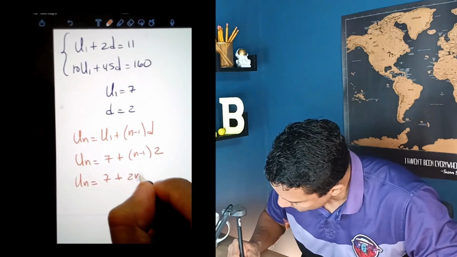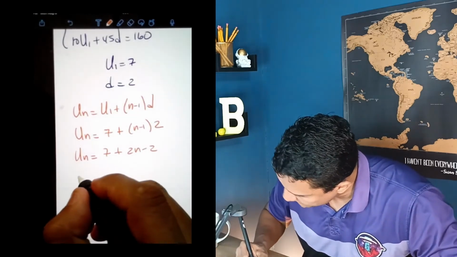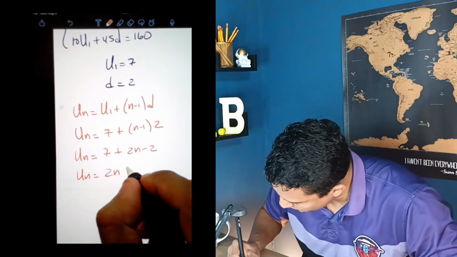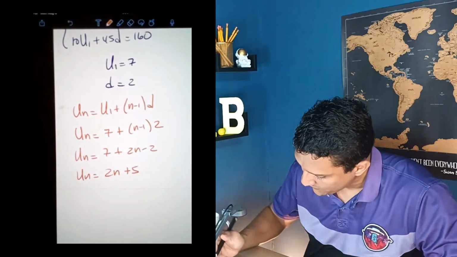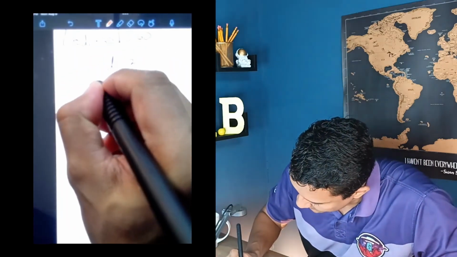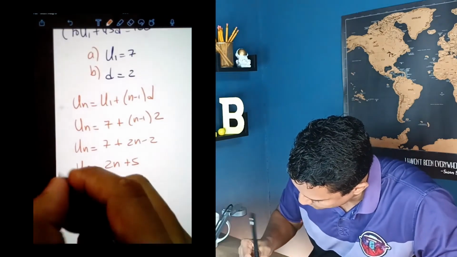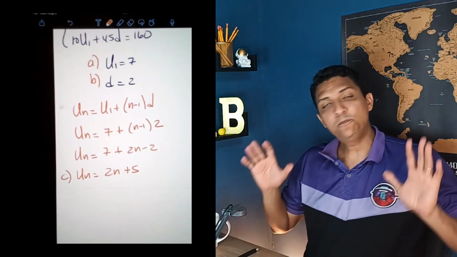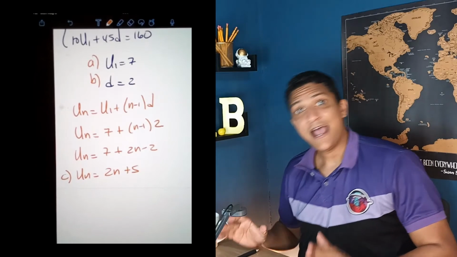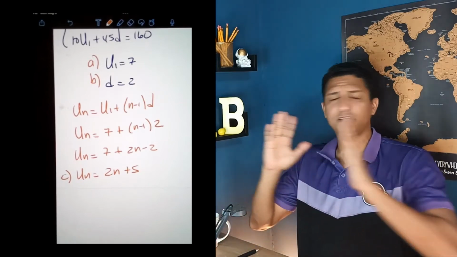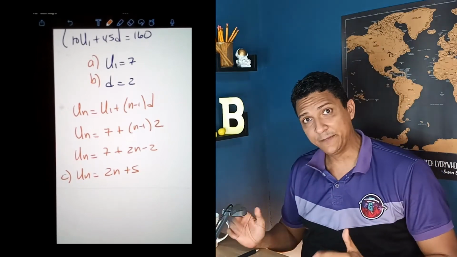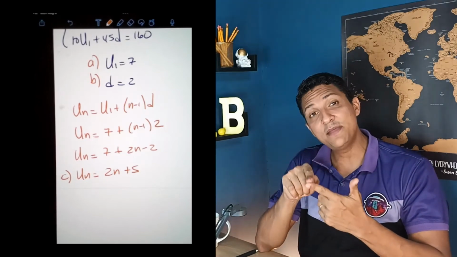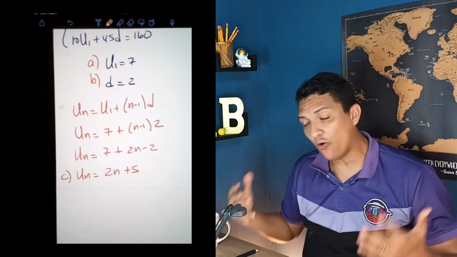7 plus 2n minus 2, and now I just need to simplify. Okay, so 2n, 7 minus 2 is positive 5. Okay, so this is question A, this is question B, and the expression is question C. Okay, so basically, this is how we use all the concepts that we have been learning. First, the arithmetic sequence, arithmetic series, and simultaneous equations, all in one.